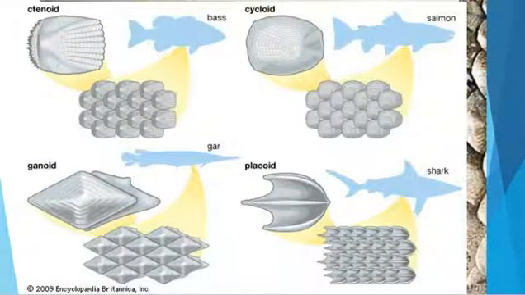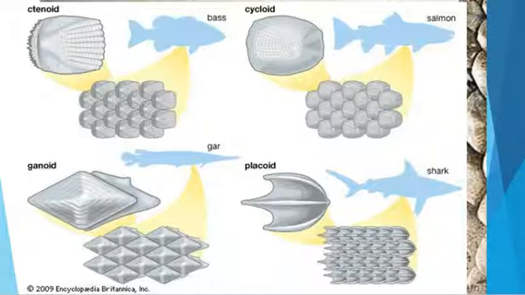Okay, so the 3 types of scales you're going to write down in the box real quick. You're going to skip this one called ganoid. Don't write that one. You're going to write down ctenoid, cycloid, and placoid. And I'll bring each one of these up separately. Those are just in the boxes with the words, yeah.